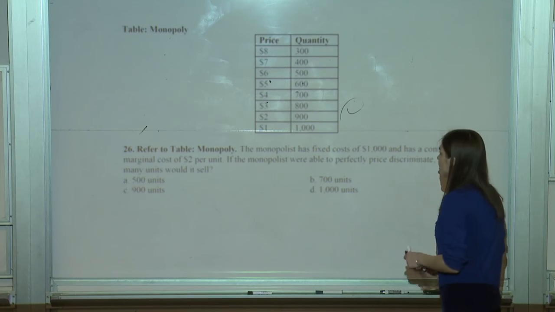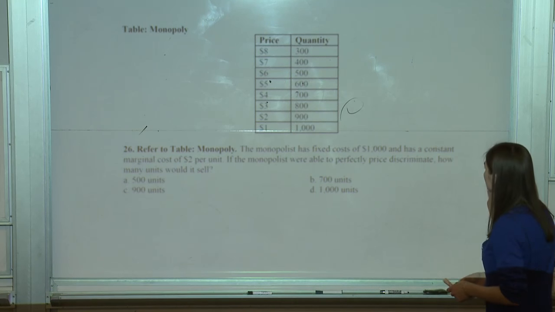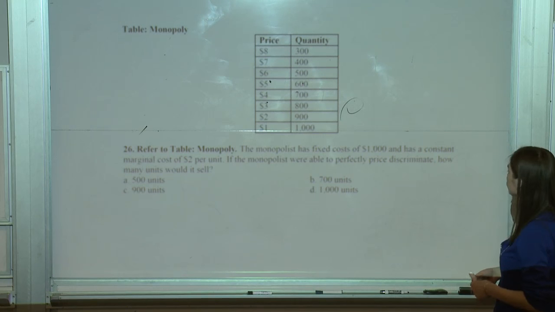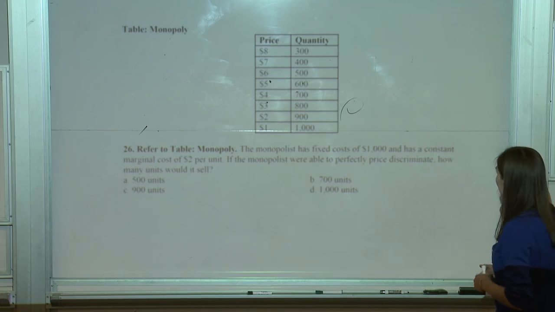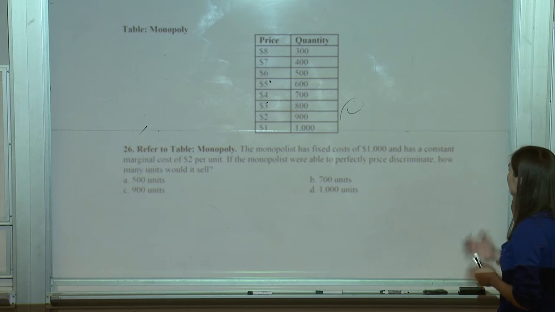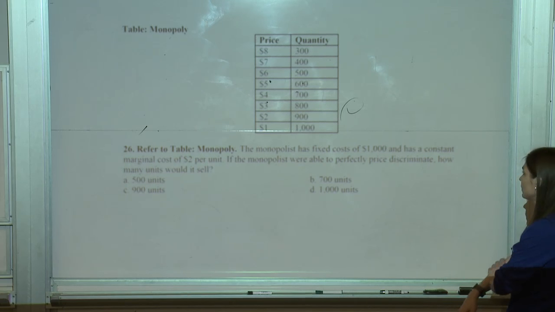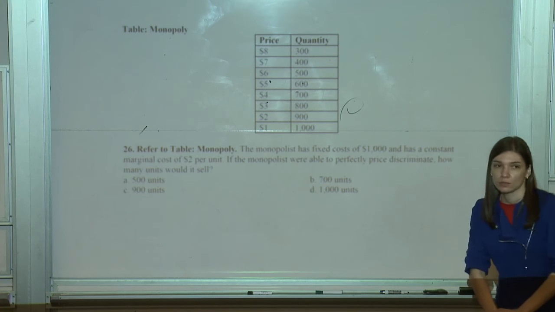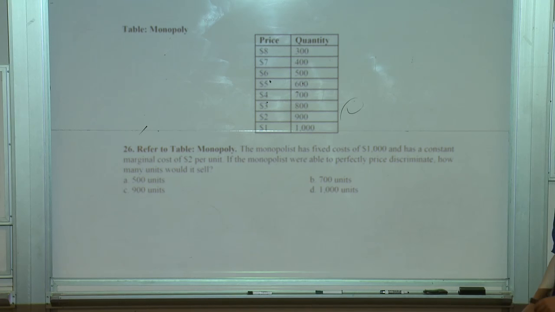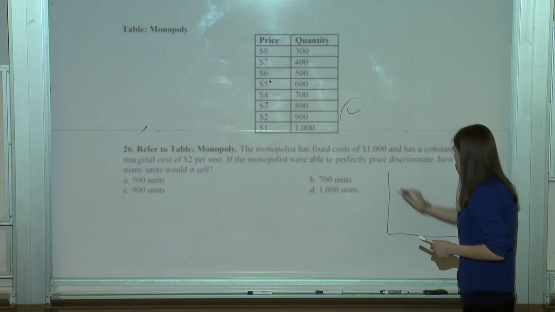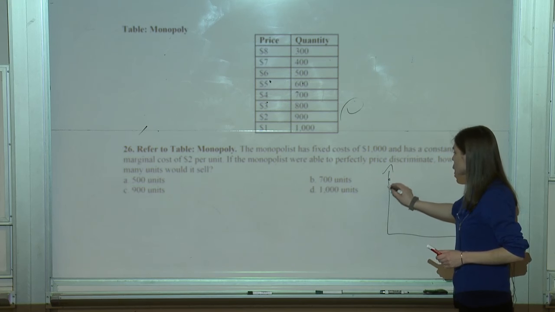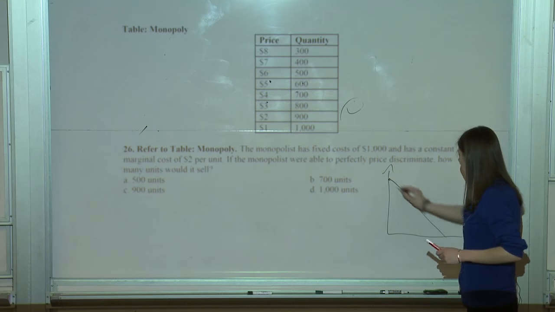All right, we have monopolists. They have a fixed cost of 1,000, and they have constant marginal cost of 2. If the monopolists were able to perfectly price discriminate, how many units would it sell? All right, remember the picture. It always helps. Sometimes it helps to draw the picture so you can see what's going on.